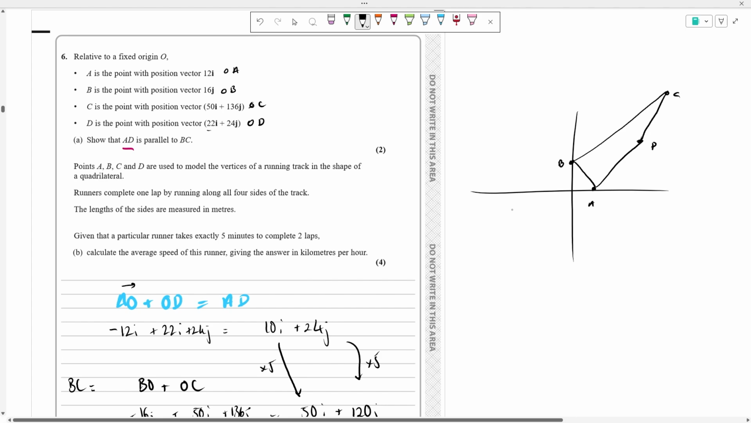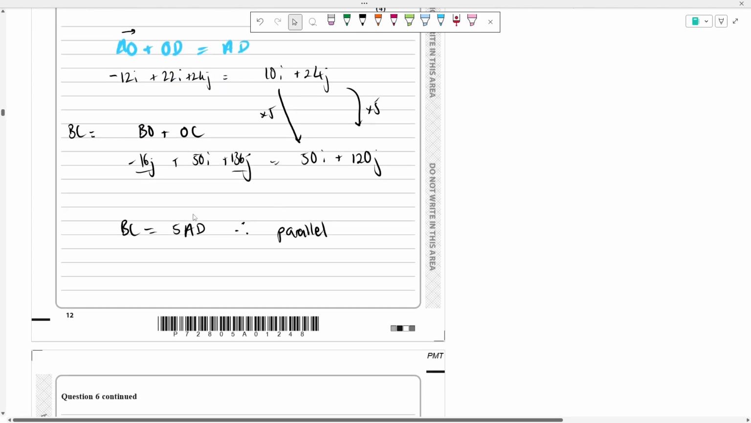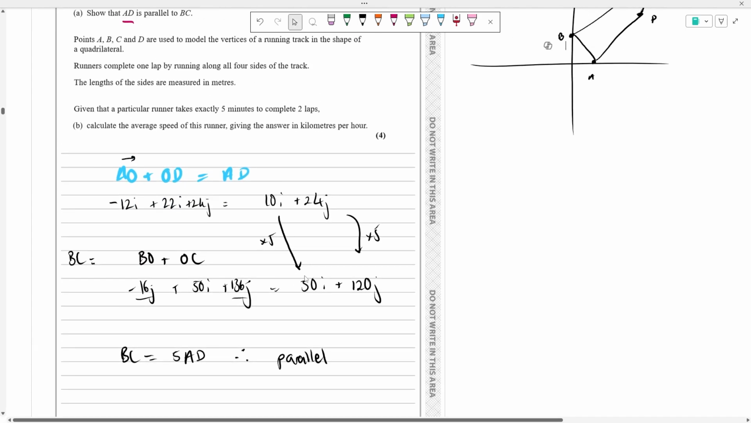Okay, well, we worked out BC already before, which was 50i plus 120j. Cool. And I'm actually going to work out this using Pythagoras, and this is actually a 5, 12, 13 triangle.